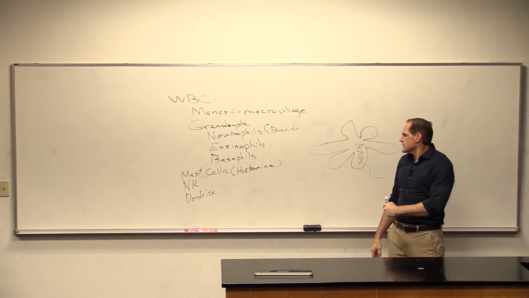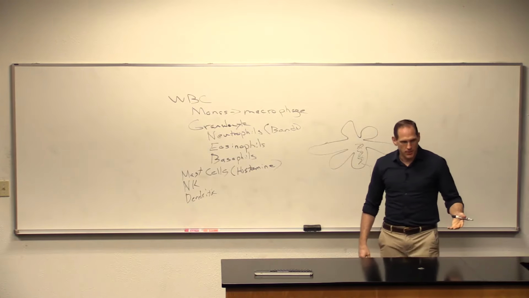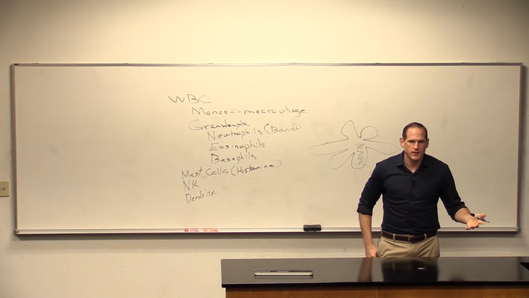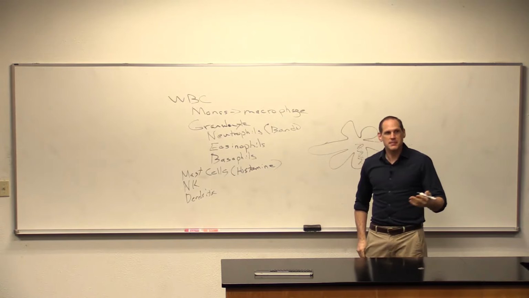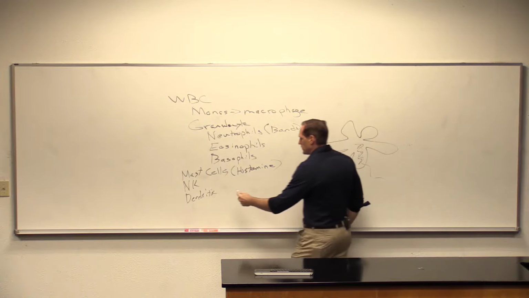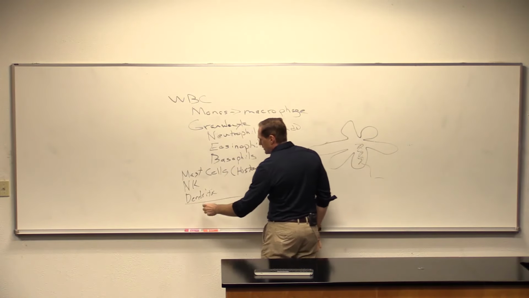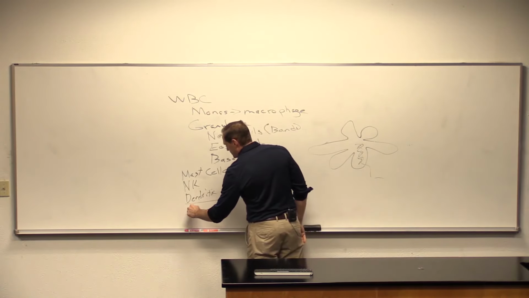All right, these are the cellular components of inflammation. And then we have some chemical components. So the first one we're going to talk about is something called complement.